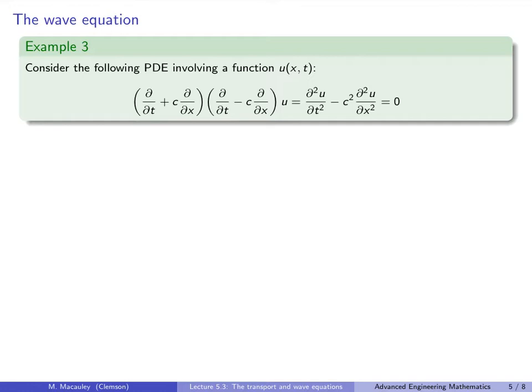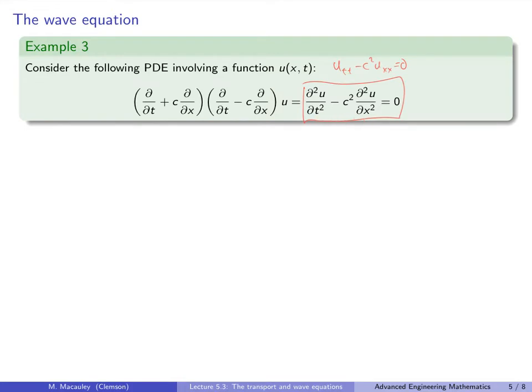Our third example has elements of the first two put together. So consider the following PDE involving a function u of x and t. Let me box this right here and write this as utt minus c squared uxx equals 0. So this is like the heat equation, but now we have two t's instead of one.